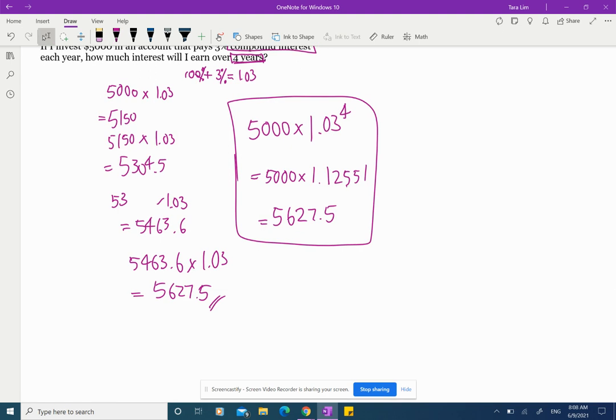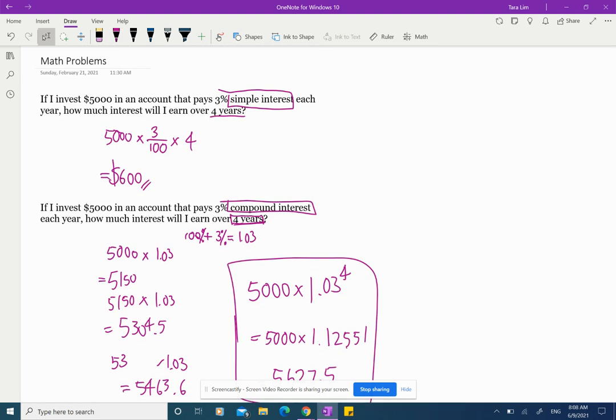Yeah, that's it. So yeah, simple interest and compound interest. Simple interest, you just times them. Compound interest, you do the power to the years, according to the years.